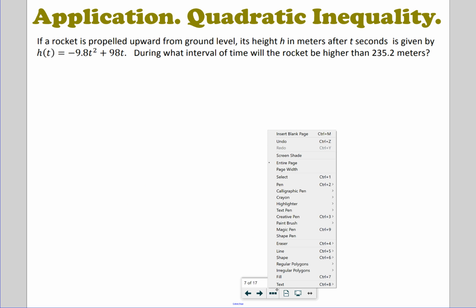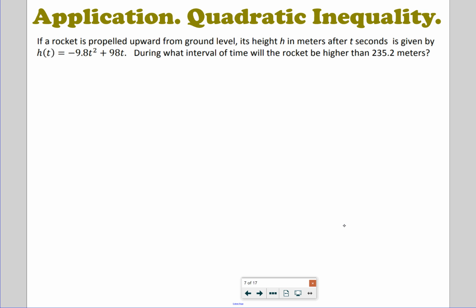Okay, let's look at an application problem now of quadratic inequalities. So this problem says, if a rocket is propelled upward from ground level, its height h in meters after t seconds, so again, make sure you know what those variables stand for, it might make things a little better later on, is given by the following function. H of t equals -9.8 t squared plus 98 t. During what interval of time will the rocket be higher than 235.2 meters? So that's my height.